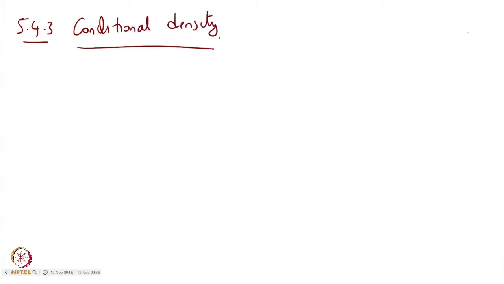This is 5.43. This is conditional density. So the idea is that as of now, we've discussed three things. F is the joint density of X and Y. So X and Y are two continuous random variables.